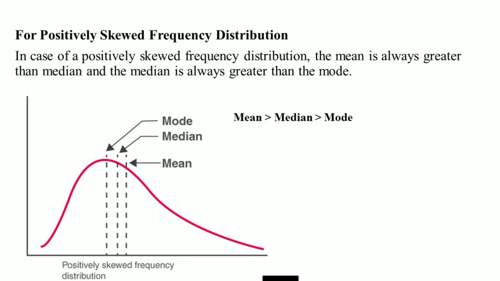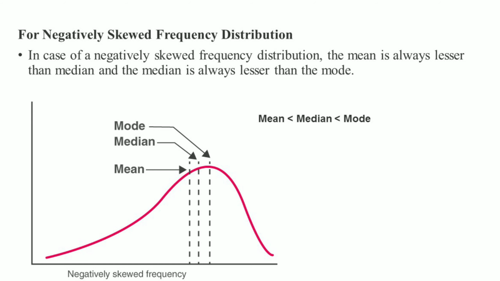Whereas in the case of positively skewed frequency distribution, the mean is always greater than median and the median is always greater than the mode. You can check the picture for getting more clarity regarding the relationship between mean, median and mode. So moving on to negatively skewed frequency distribution. In the case of negatively skewed frequency distribution, the mean is always lesser than the median and the median is always lesser than the mode.